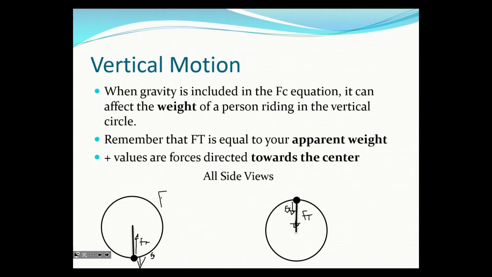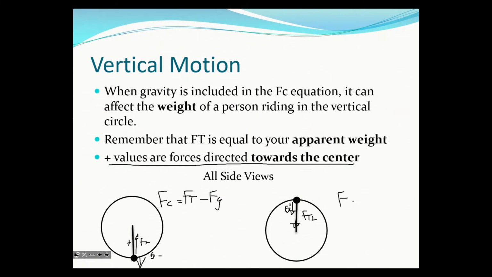So if I wrote an FC equation for this, remember that positive values are always directed towards the center of the circle. That's what we're going to use. So this is positive, this is negative. They're going in opposite directions, so I'd say positive Ft and negative force of gravity. That's what my FC equation for this would look like. Both of these are going towards the center of the circle.